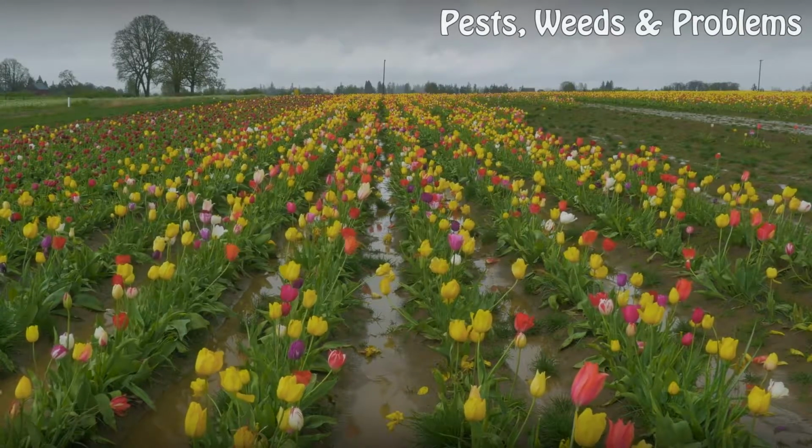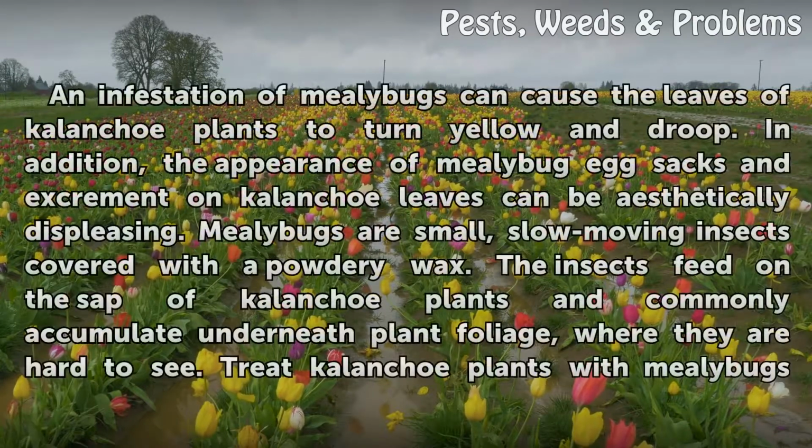Mealybugs. An infestation of mealybugs can cause the leaves of kalanchoe plants to turn yellow and droop. In addition, the appearance of mealybug egg sacs and excrement on kalanchoe leaves can be aesthetically displeasing.